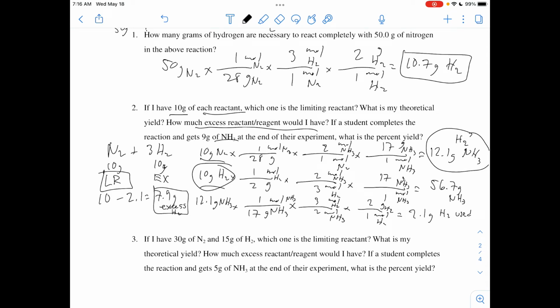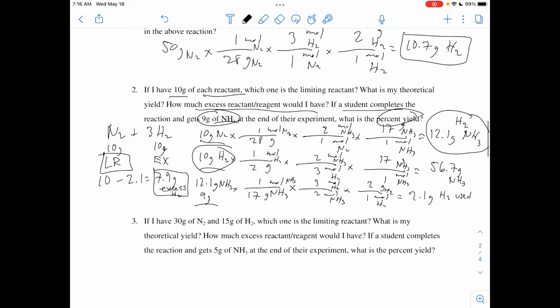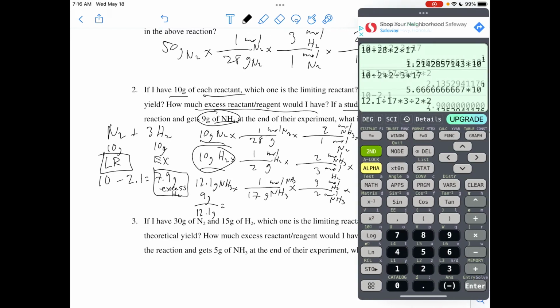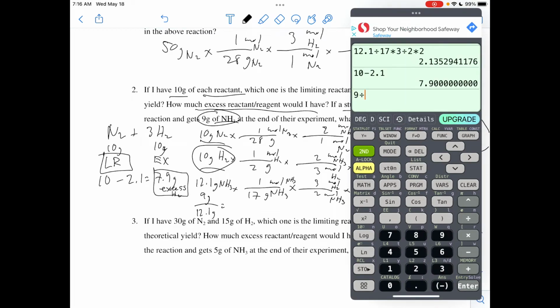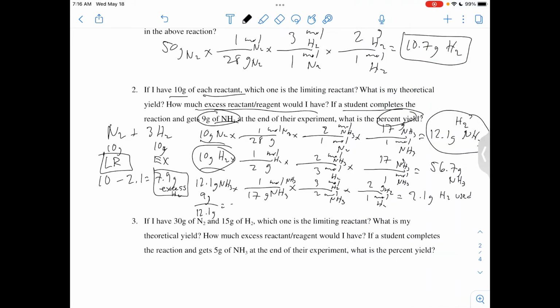And then the last thing is, let's say the student does this in real life and only gets 9 grams of it. What is the percent yield? So percent yield would be my actual over theoretical. So 9 grams, we actually produce 9 grams of it over 12.1 grams of it times 100. So 9 divided by 12.1 times 100% would give me 74.3%.